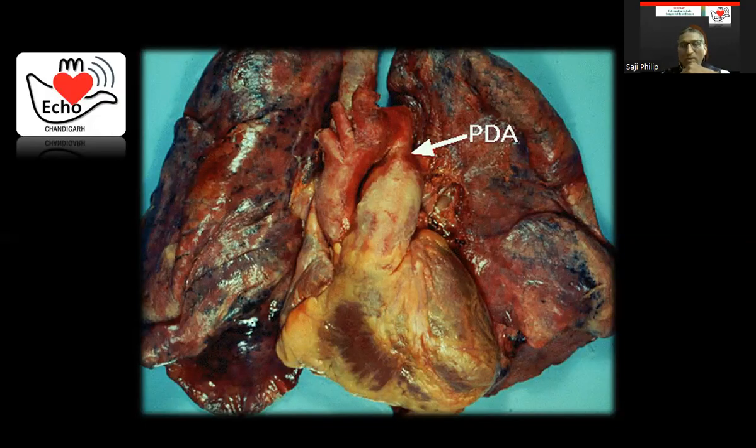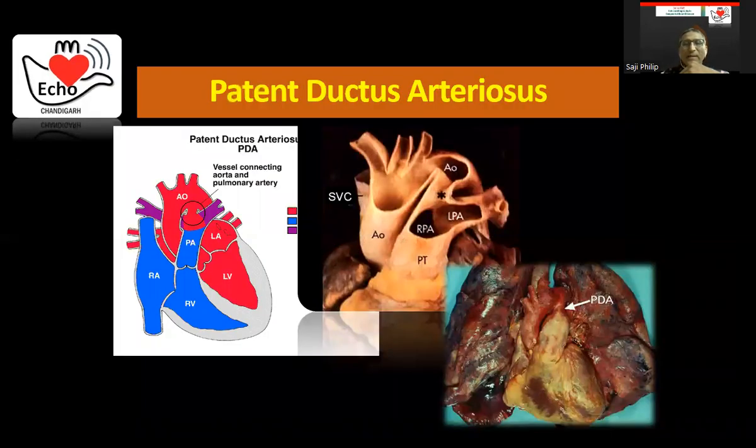Now the diagnosis of PDA is crucial. This is a diagrammatic representation of the patent ductus arteriosus, connecting the aorta and the PA. This is the aorta and the PDA connecting to the near orifice of the LPA. So the PDA orifice will be very near to the LPA orifice. Sometimes it can be in the mid or bifurcation of the PA.